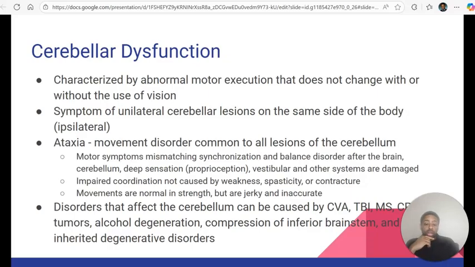There are also inherited degenerative disorders. Outside of stroke and TBI, there's something called cerebellar ataxia. And cerebellar ataxia is a genetic disorder. It's the shrinking of the cerebellum that oftentimes leads to these jerky movements, tremors, oculomotor eye movement deficits, and things of that nature.